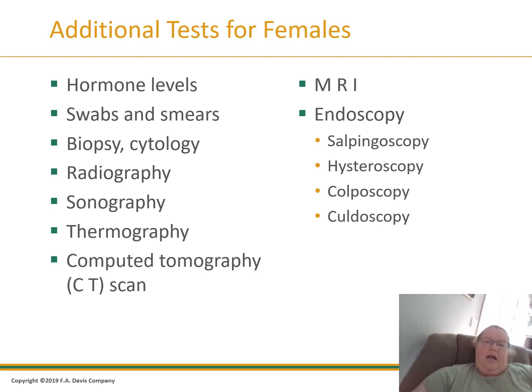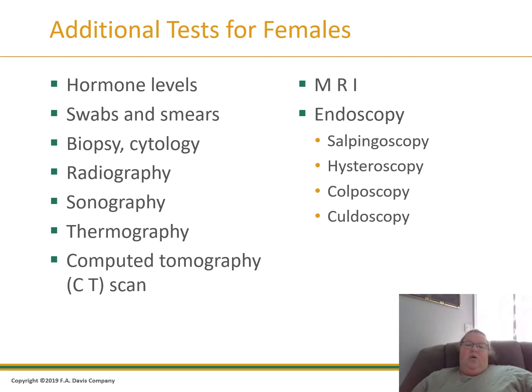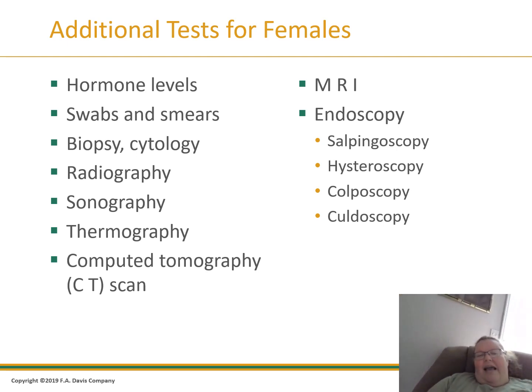Okay. So additional tests for females are hormone levels, swabs and smears, which is your pap smear, biopsy and cytology, radiography, sonography, thermography, computed tomography or CT scans, MRIs, endoscopies. A salpingoscopy is a scope going into the fallopian tube. A hysteroscopy is a scope going into the uterus, and a colposcopy and a colonoscopy.